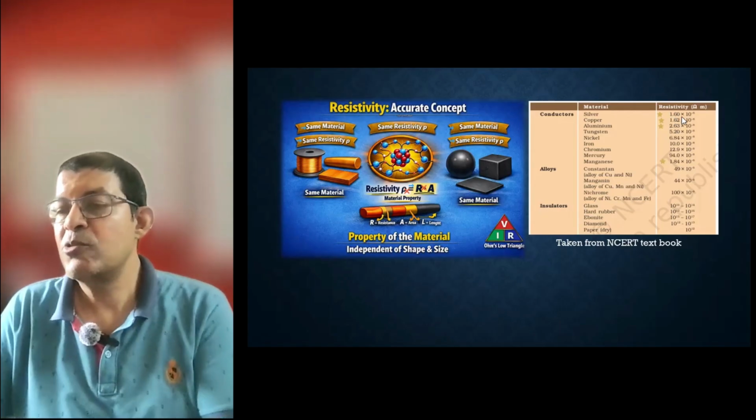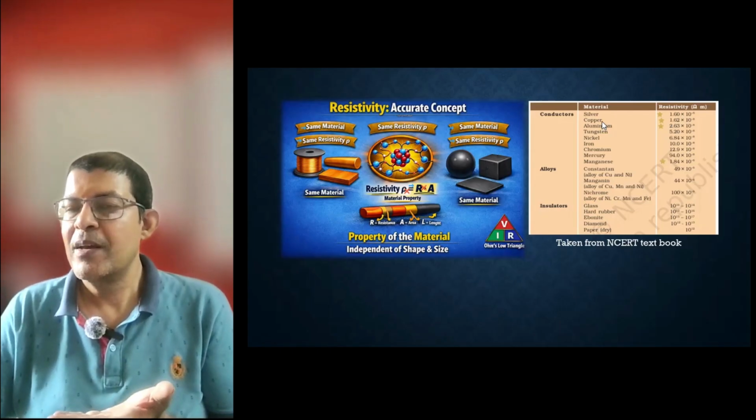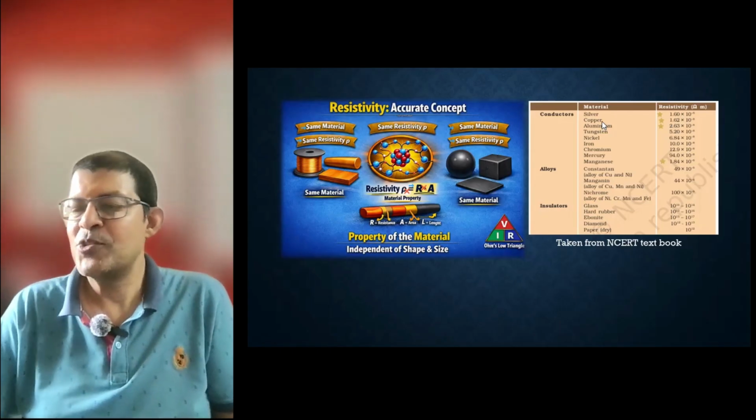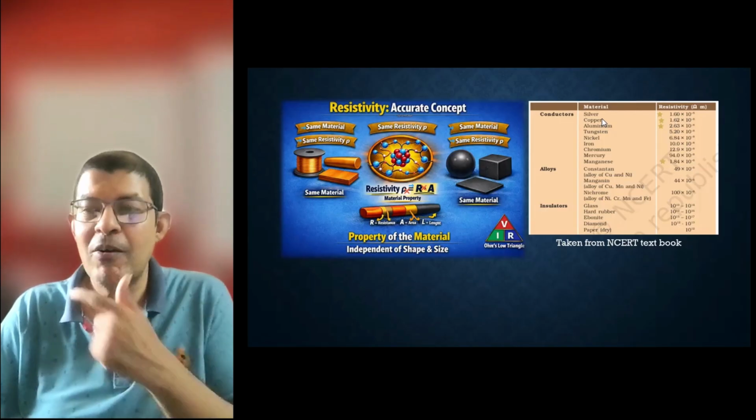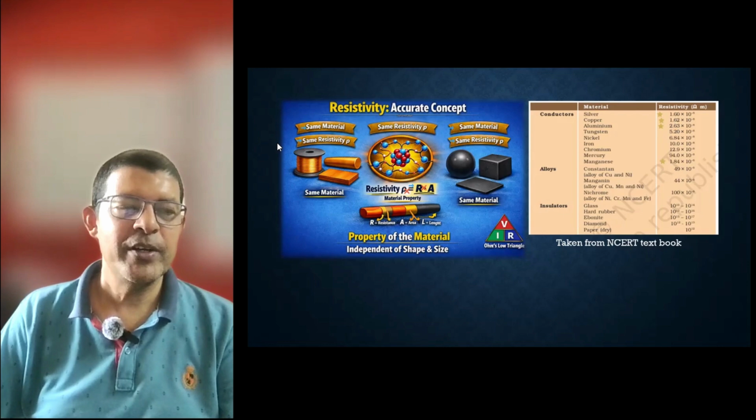Least resistivity means silver allows current to flow very efficiently compared to copper. And copper is a good replacement for silver because copper is slightly cheaper than silver. Oh, let me buy copper and keep it instead of silver. Okay, let's move forward.